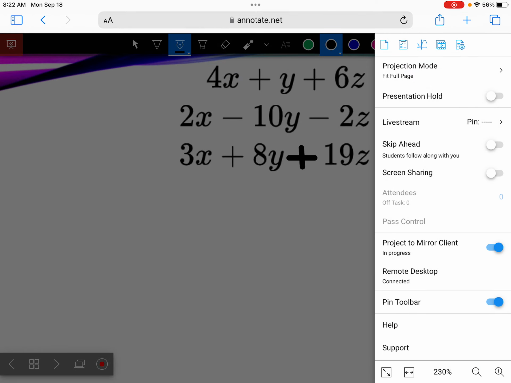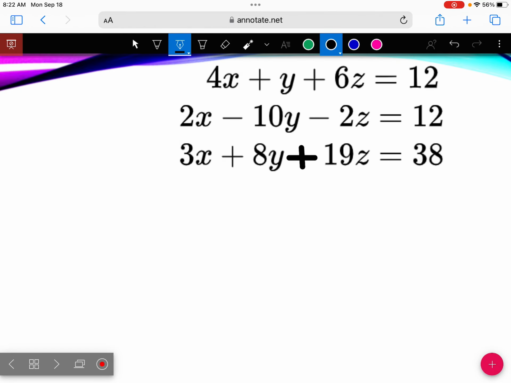I'm going to make it so we have, there we go. So 4x plus y plus 6z equals 12. 2x minus 10y minus 2z equals 12. And 3x plus 8y minus 19z equals 38. Plus 19z. I had the sign wrong, so there's a funky looking plus in there.